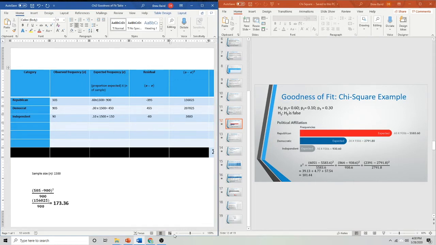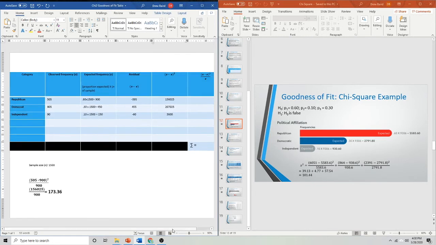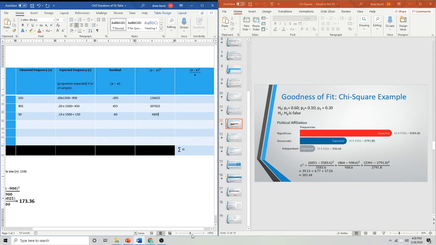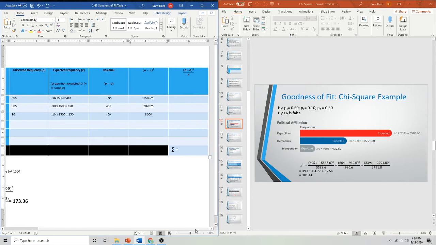Now, next is the part where you actually start doing the equation. And if you remember, the equation has that sum sigma symbol. So you're going to end up doing the equation 3 times and summing all of the outcomes you get from those 3 different equations that you do.